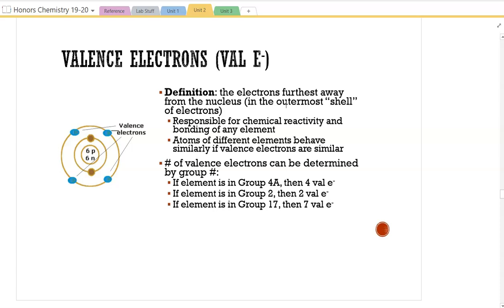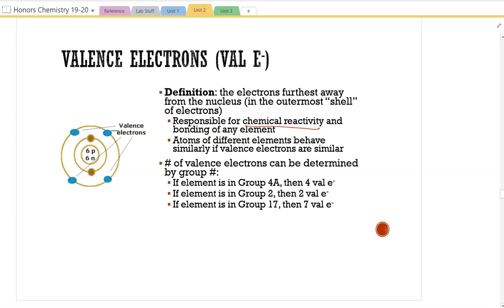So for this picture on the left here, you can see that there's some diagrams. You've got 1, 2, 3, 4 valence electrons because they're on the outermost shell. We're going to get into those specifics later on in the year, but for now, just know that those are out there. And these are the ones that are responsible for chemical reactivity, so how things react and how things bond, depending on the element.